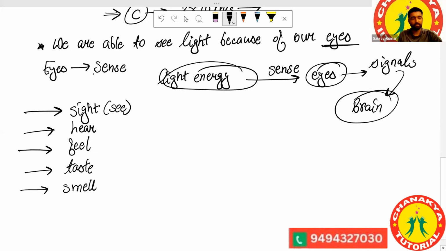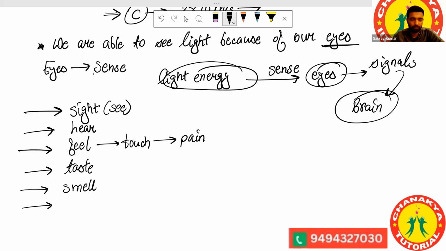Is there anything else? So with feeling, we are able to feel with the help of touch. With touch there comes some good sensation, and there comes pain also. So we can feel pain through our skin, or touch, we can say.